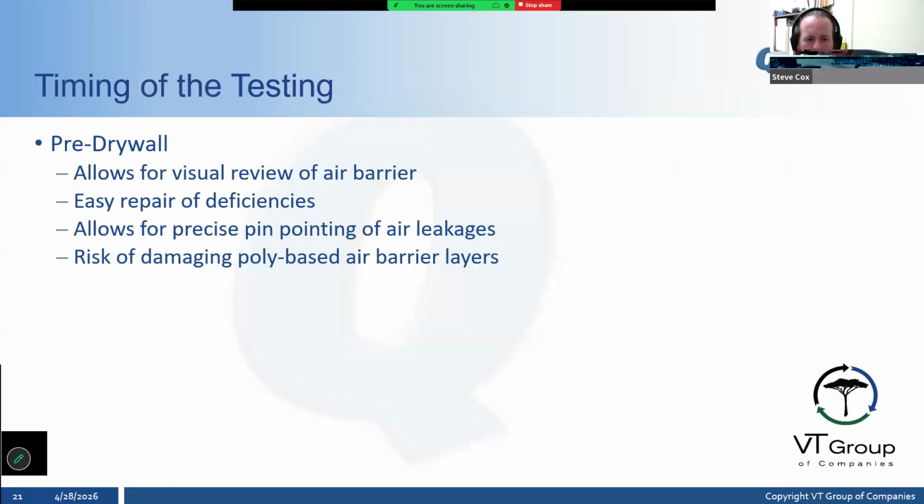So, timing of the testing. Typically, most of the testing we do is at pre-drywall stage. What does that mean? That means that the house is wrapped on the outside. It's got the Tyvek layer on the outside.